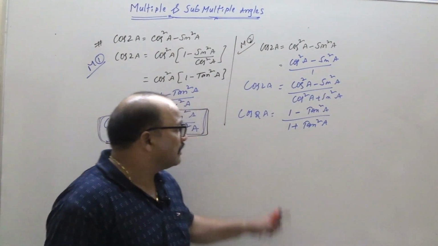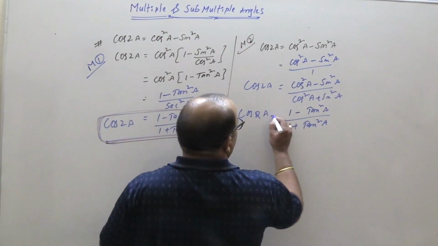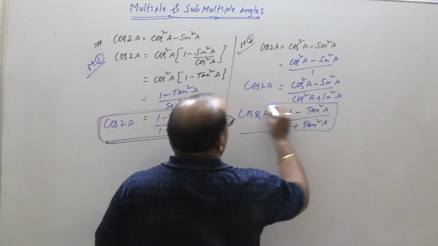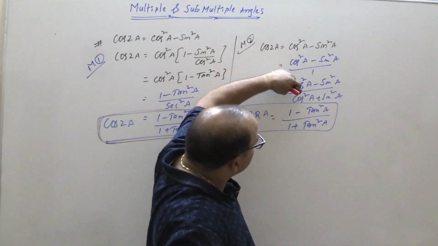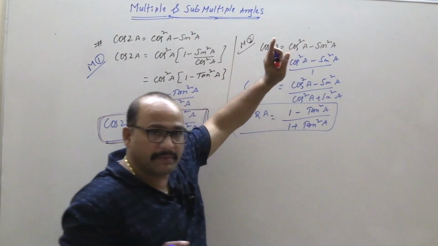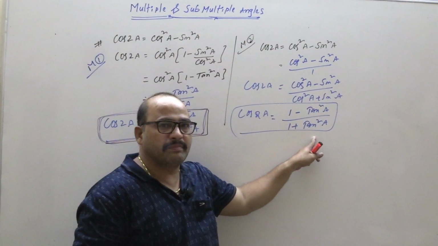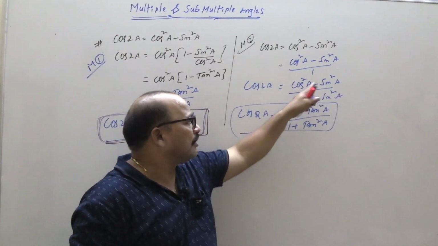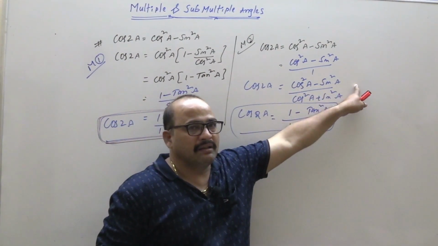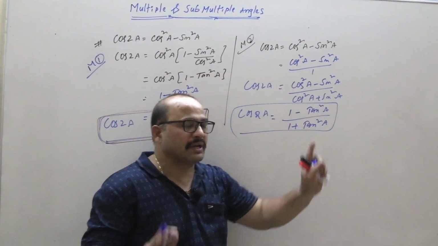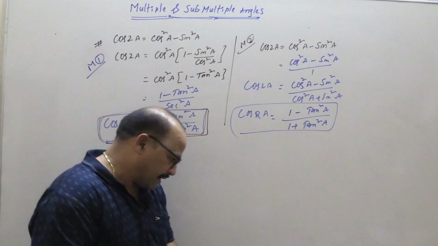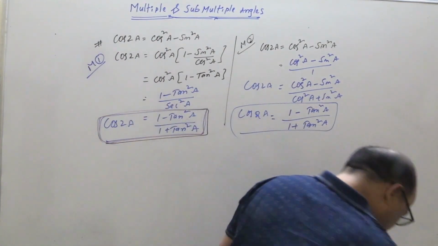Okay students, this is the cos 2a formula, 1 minus tan square a by 1 plus tan square a. When writing here, numerator and denominator divided by cos square, students, a little doubt may arise: how, sir, does this step come? So dividing numerator and denominator by cos square: cos square by cos square is 1, sin square by cos square is tan square, same. Both the formulas are very important, students.